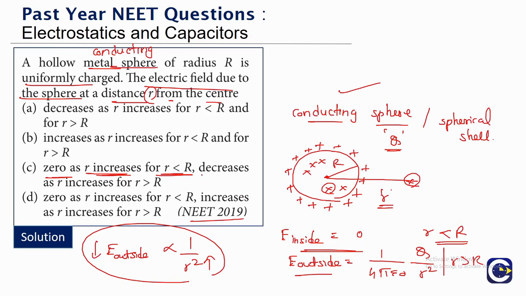So outside, small r will be increasing, which means the field will be decreasing. Okay, so what is the correct answer for this? It is option C. So we must remember the electric field function due to the spherical shell as well as due to the non-conducting sphere. Okay, so non-conducting sphere means inside also we'll have the electric field function.